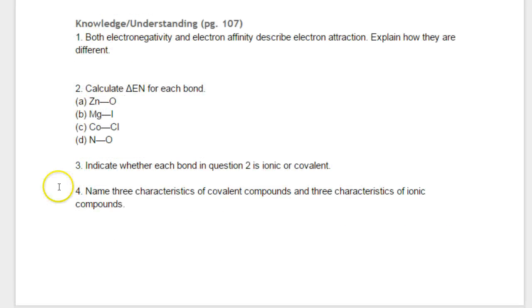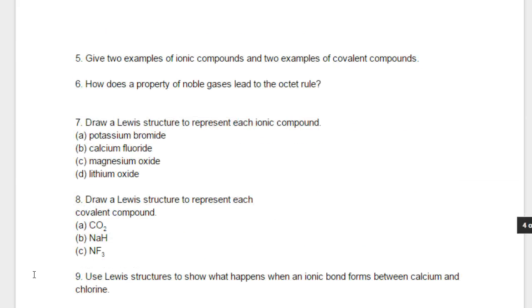Okay. You've also got questions here. I've reproduced the questions. I've eliminated the ones that definitely will not appear on the test. You will be getting answers to these eventually as well. So for example, you have question 2 here. Calculate the delta En for each of the bonds between zinc and oxygen, between magnesium and iodine, cobalt and chlorine, nitrogen and oxygen. So to calculate delta En, you will need to look up the electronegativities for each of these individual atoms.